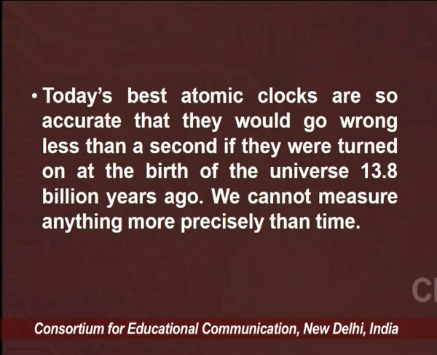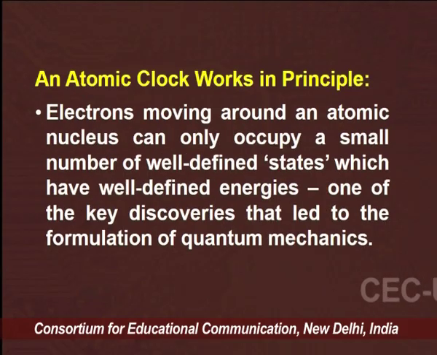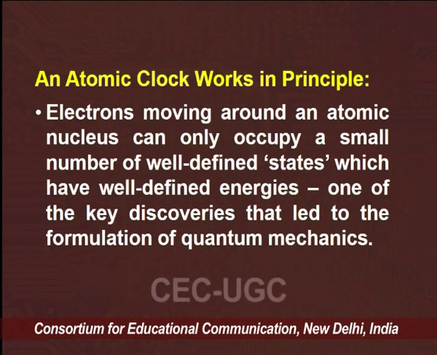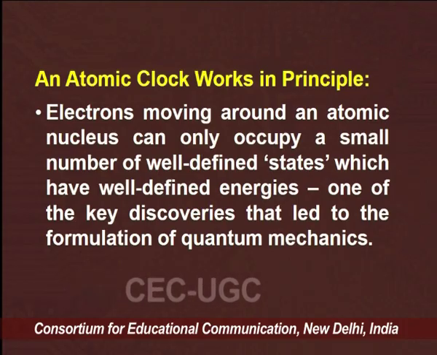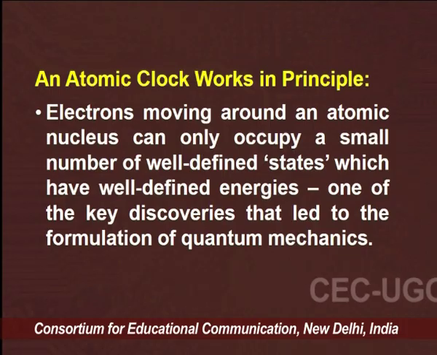Today's best atomic clocks are so accurate that they would go wrong by less than a second if they had been started at the birth of the universe, that is 13.8 billion years ago. So, we cannot measure anything more precisely than time. An atomic clock's working principle just uses the various states. So, how does it work? This is the working principle of the atomic clock, where the electrons moving around an atomic nucleus can only occupy a small number of well defined states which have well defined energies.